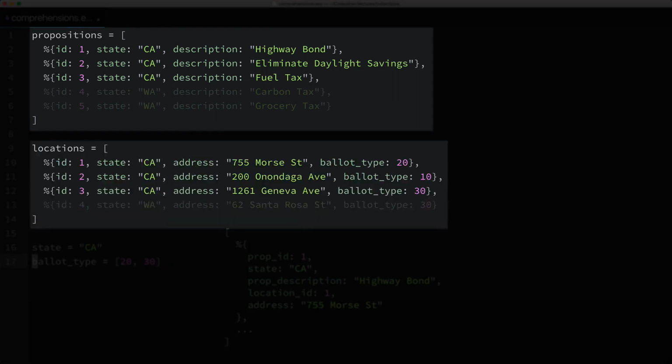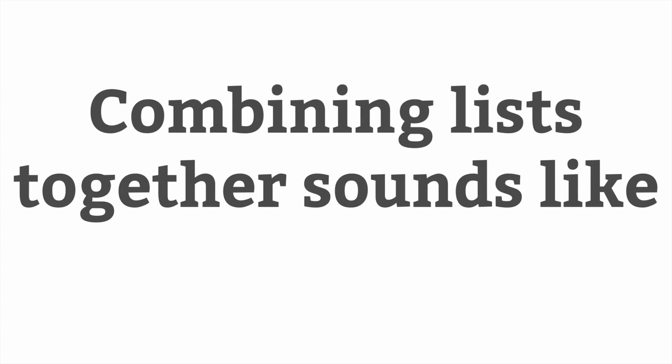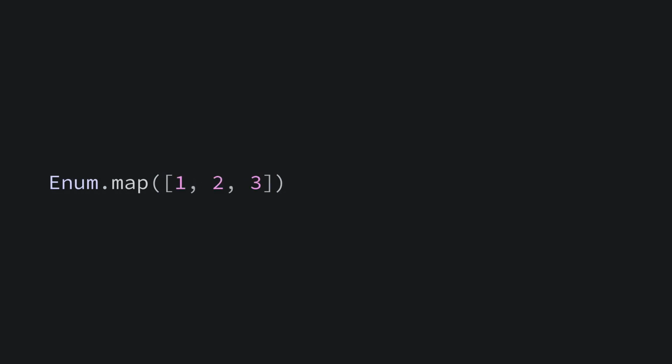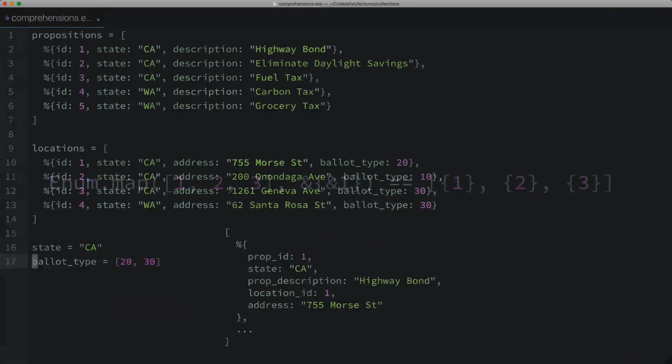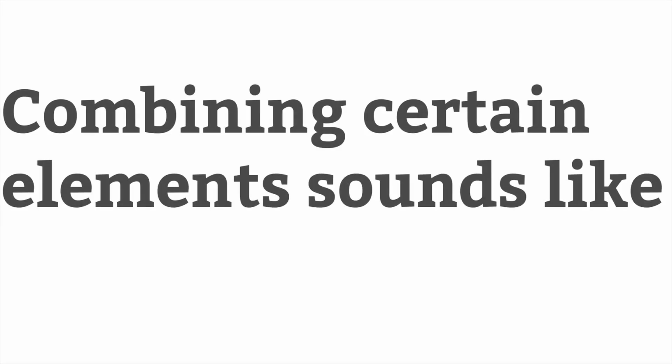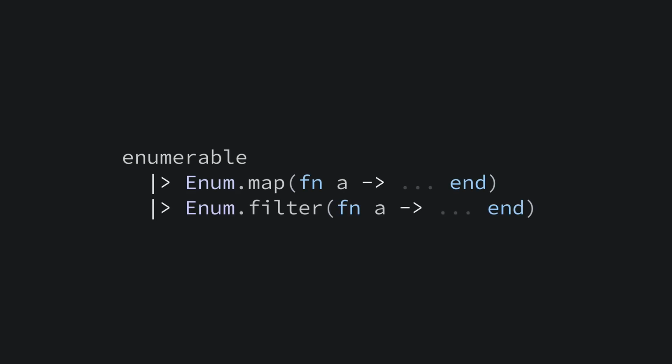Now the challenge I just described, taking records from this list and records from this list and combining them together, kind of sounds like, can you fill in the blank? Kind of sounds like mapping, right? Mapping takes enumerables and allows you to transform them into another type of enumerable. When I said we wanted to combine certain elements from this list with certain elements from this list, it kind of sounds like filtering. You know how to do mapping and filtering. We've done these things several times over the last few videos.